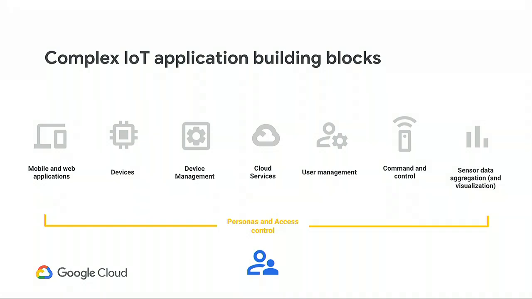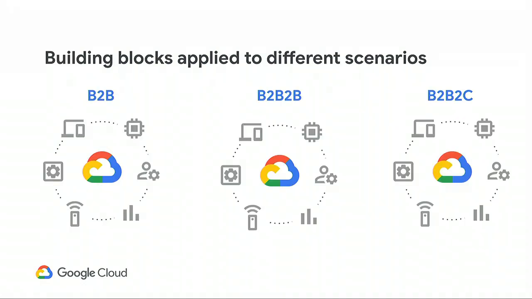And there is a horizontal layer here. All these building blocks are used by various users and personas. And these users may have very different access control needs or limitations. And this is going to be a focus in our talk, how to implement authorization for these users, because we have seen that many times this is very challenging.